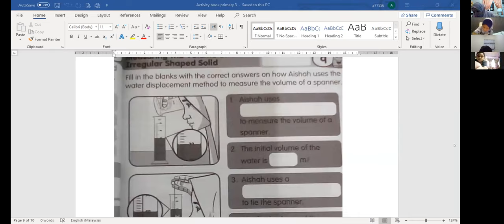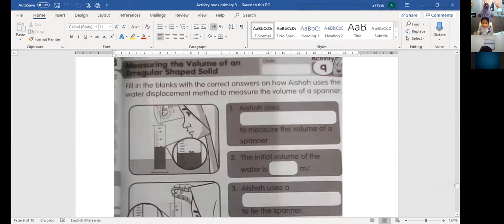Okay, the question asks you, okay, wait, teacher cari mouse teacher, mana mouse teacher ni? Okay, measure the volume of an irregular shaped solid. Okay, you have to fill in the blanks with the correct answer on how Aisha uses the water displacement method to measure the volume of spanner. Okay, dia nak letak spanner dalam ni. Okay, now I want to ask you, Aisha uses what to measure the volume of a spanner? Dia guna apa ni? Teacher nak tanya. Amma Hadi. Aisha ni guna apa? Measuring cylinder. Okay, so the answer here is measuring cylinder.